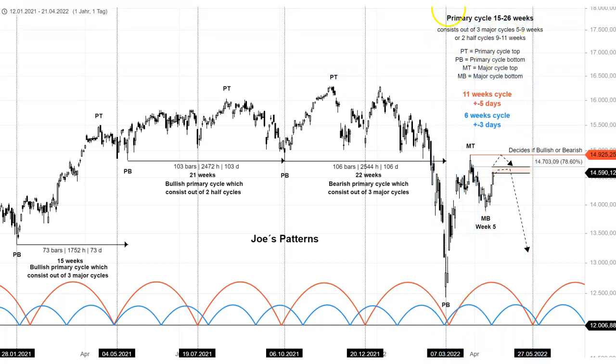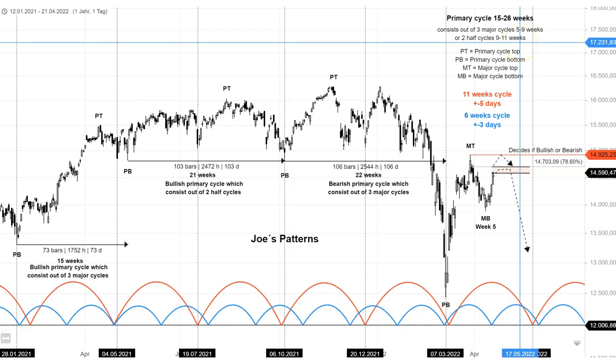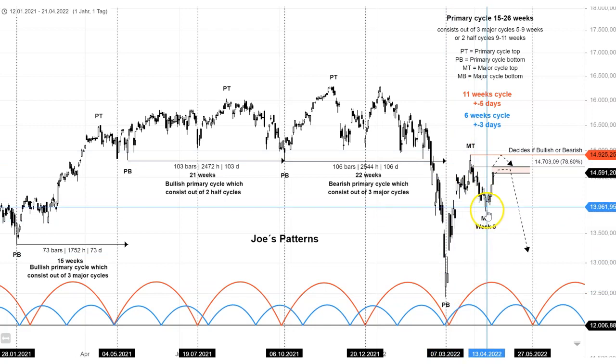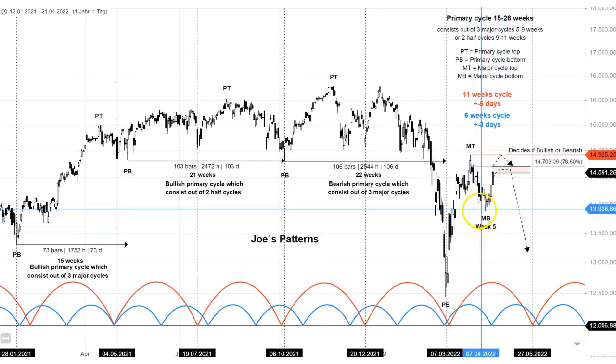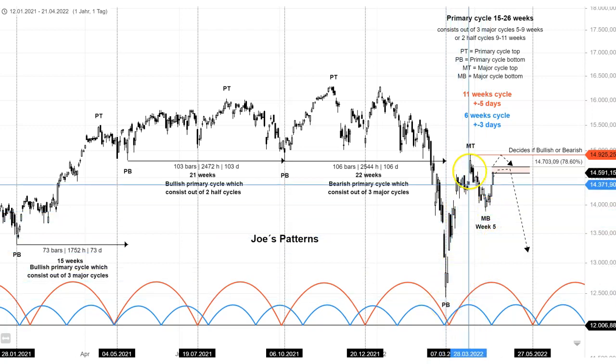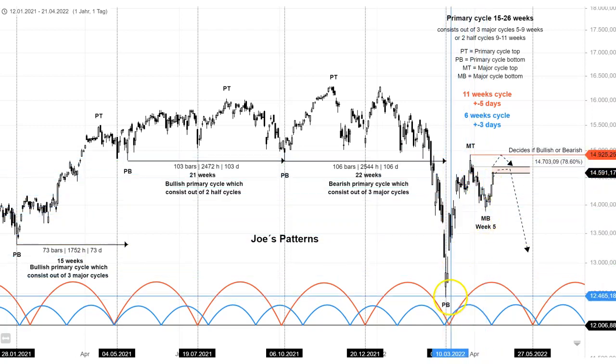And now we come to these primary cycles. They usually last 15 to 26 weeks, and they usually consist of 3 or 2 major cycles. If there are 3 of them, they last 5 to 9 weeks, and if there are only 2 of them, they last 9 to 11 weeks. And you count them from bottom to bottom. So this was week 5, so that actually qualifies for a proper bottom of the first major cycle of that primary cycle. And I rather have this whole primary cycle to be bearish than bullish.